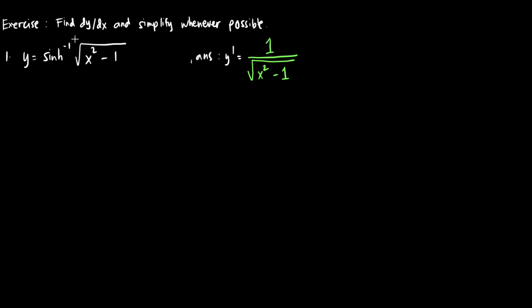So let's proceed to number 1. Find dy over dx and simplify whenever possible. For number 1, y is equal to hyperbolic arc sine of square root of x squared minus 1.